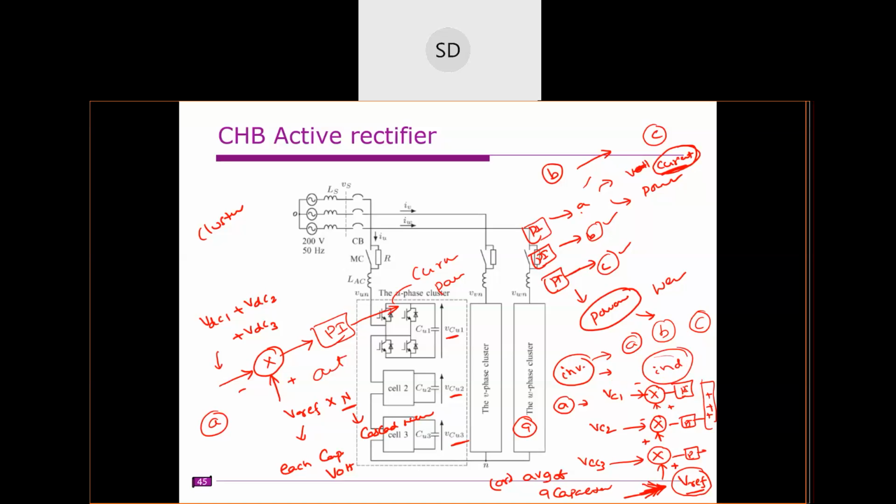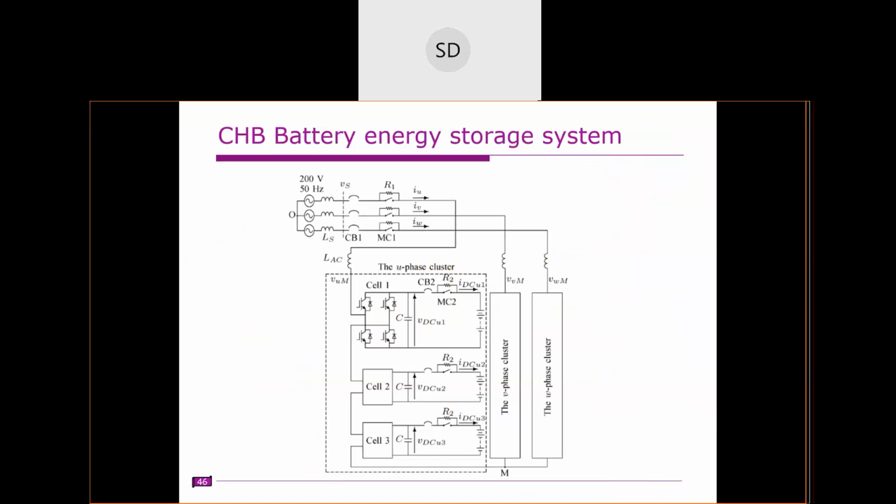Another thing we need to remember: if it is in the current form, we need to control each phase separately. That means we will not mix A phase, B phase and C phase. If it is in the power form, we can mix all. In case of cluster and individual also, we can mix all the powers.